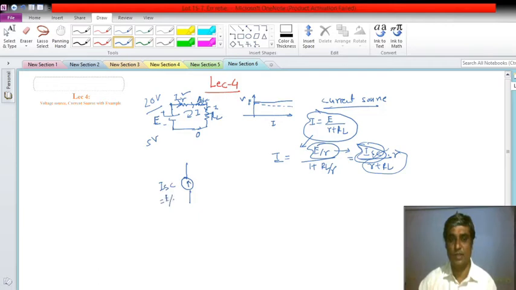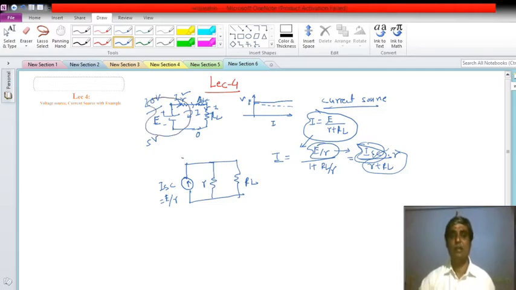So let me draw that value as ISC, and its magnitude is given by the battery parameters, E by R. And now there will be two resistors. One is your internal resistance, connected in parallel with your load resistance. So from this, I can interpret that the battery acts as a voltage source, right? And it also gives me the current of value ISC, which is E by R. So I can also say that it can act as a current source, right?